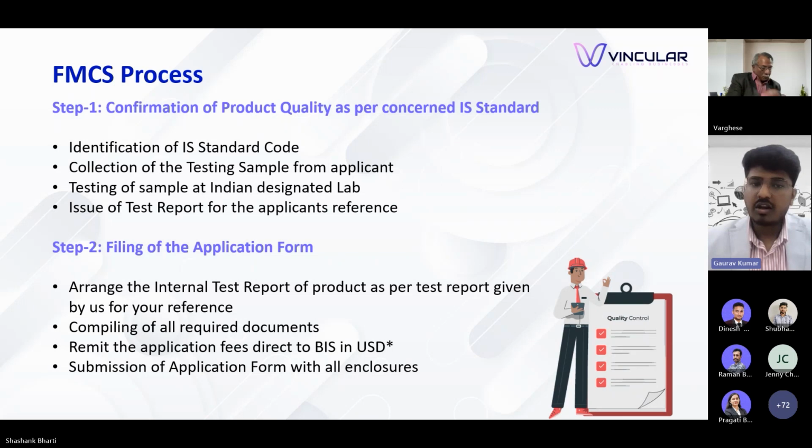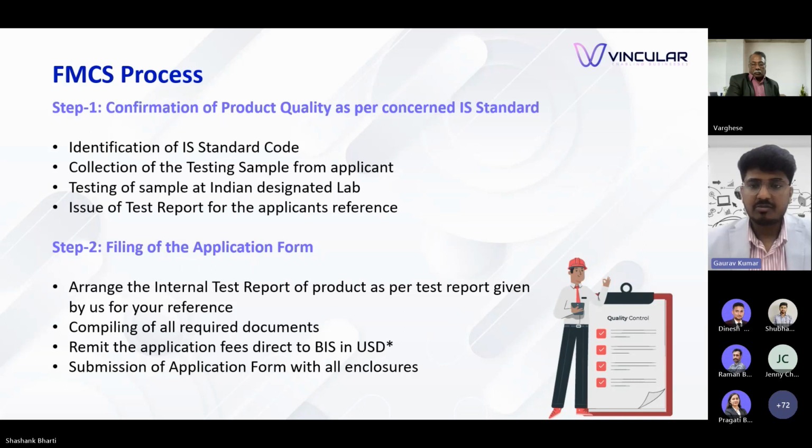Compiling of all required documents. Documents will more or less remain the same: details of the quality people, details of the top management, technical management, machinery details, and calibration test certificates of all the machineries. All calibrations should not be older than 90 days. In some cases, it can be older, 120 to 180 days. So those things will be duly checked and verified.